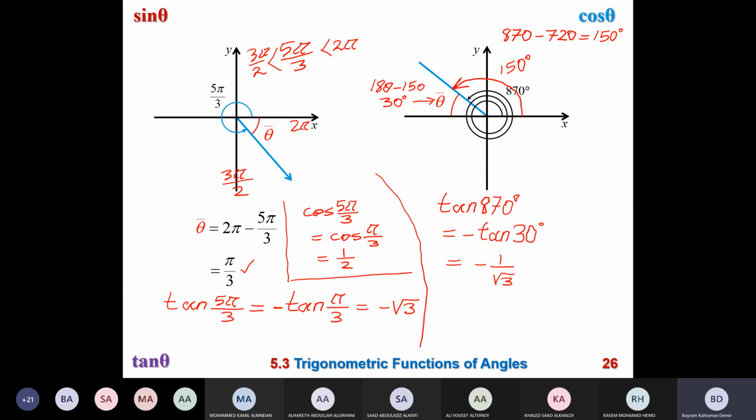Now, how do you find the reference of 150, Shabab? We subtract it from 180. Quite simple. So 180 minus 150 is 30 degrees. That is the reference angle. Now let's calculate tangent of 870. Well, it is in the second quadrant. Tangent should be negative. So it is negative tangent of 30 degrees, which is negative 1 over root 3. So tangent of 870 degrees equals negative 1 over root 3.